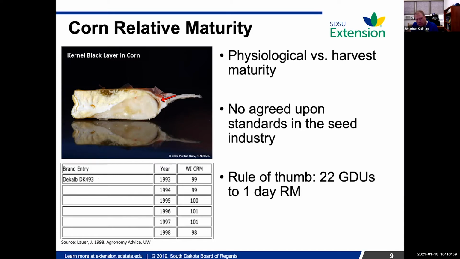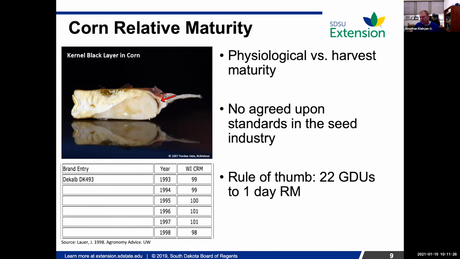With Joe Lauer, I don't know if it went by the wayside or what, but if you look at this DK 493, they did their ratings on it for 6 years, from 93 to 98. It's rated as a 99 day, but depending on the year, it was anywhere from a 98 day up to a 101 day. So like I said, there's a little bit of fuzziness involved when calculating the relative maturity of a corn hybrid.